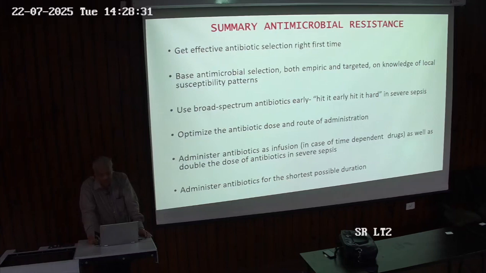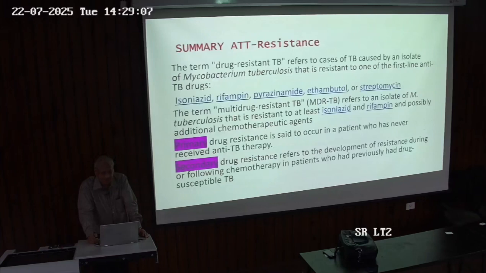Use broad spectrum antibiotics early in severe sepsis. That is the golden hour. The first 1 hour is crucial in severe sepsis. So, hit it early, hit it hard. So, appropriate use of antibiotics is very important. Optimize the antibiotic dose and route of administration. Administer antibiotic as infusion, as well as double the dose of antibiotics in severe sepsis in cases of multi-drug resistant organism infection. Administer antibiotic for the shortest possible duration to be effective.